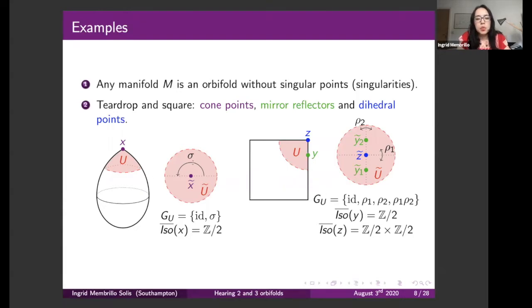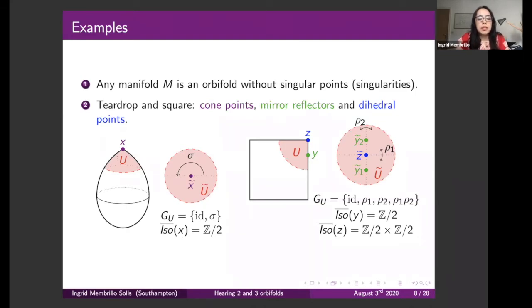I'm showing these two examples because here we can see the three types of singularities that will appear in orbifolds of dimension 2. These are cone points, mirror reflectors, and dihedral points. So let's start by looking at this teardrop. Here the interesting point in this teardrop is this point X, which is our singularity. All the other points will be regular points.